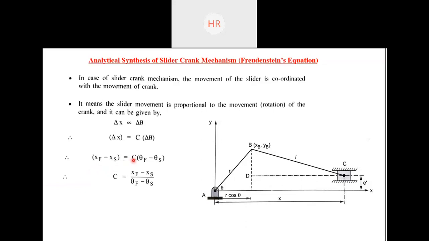So you can write C is equal to, just simplification is given, proportionality constant C is equal to xf minus xs divided by theta f minus theta s. Okay, this term on the right hand side we took down. So this is what I said, xf and theta f are finishing positions and xs theta s are starting positions and C is the constant of proportionality. This relation we can use in solving examples. So now we will derive the Freudenstein equation.